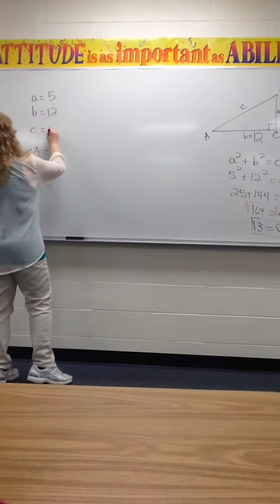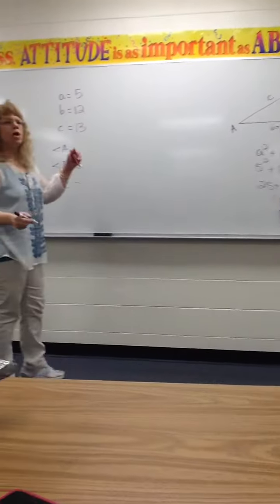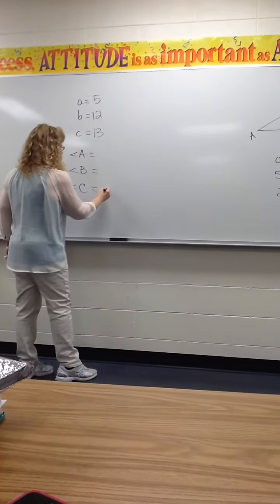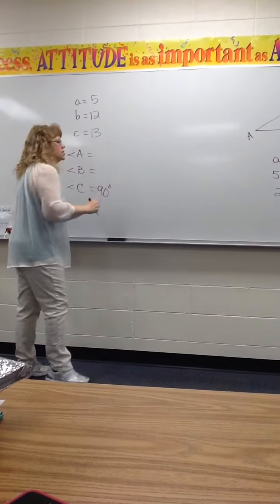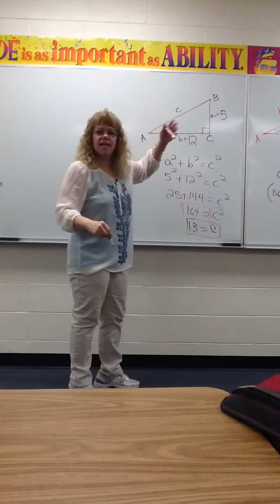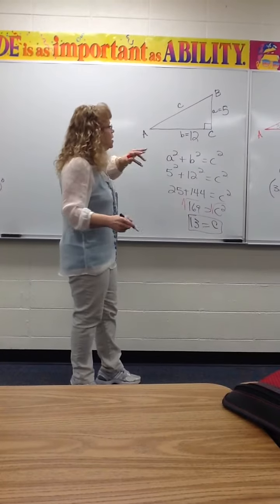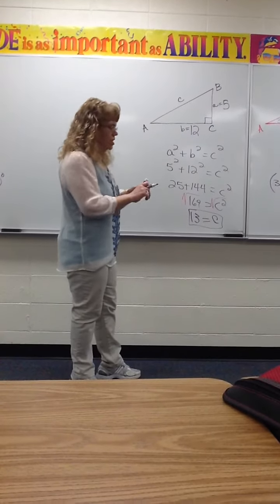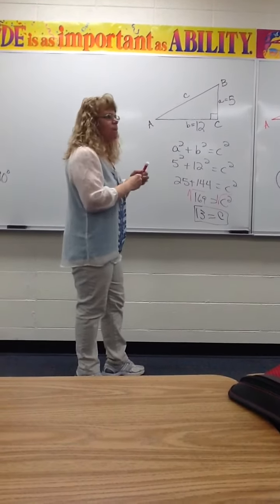So now I know all three sides. I also know one of the angles, C is 90, right? C is 90 degrees. The problem with this one is, if I knew one more of them, I could do 180, take away those, and get the third one. But I don't. I only know the 90 degrees.